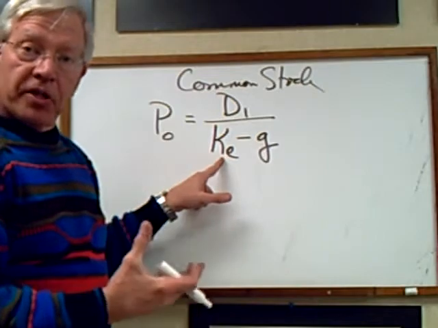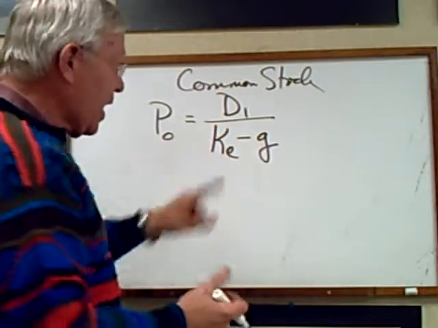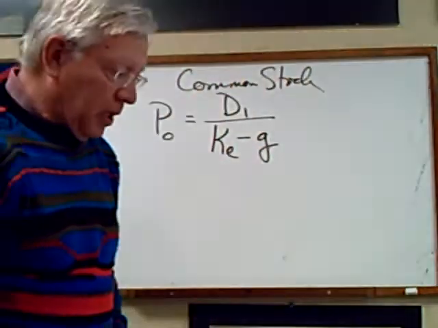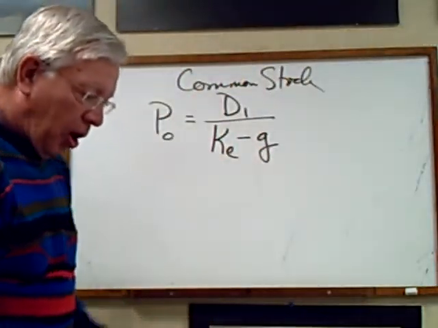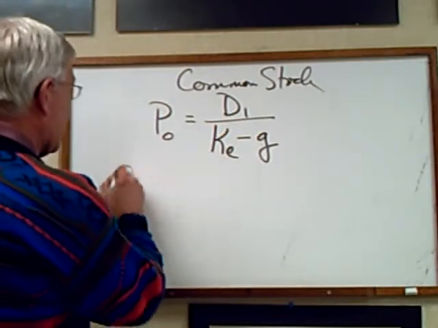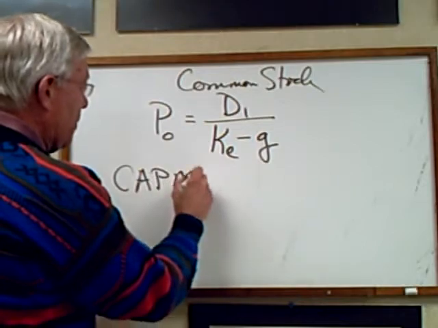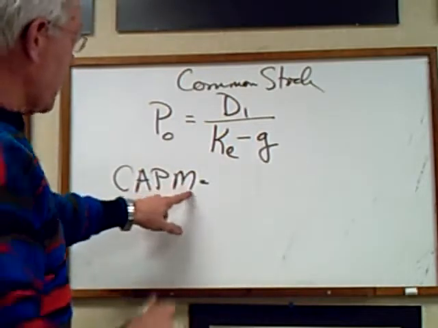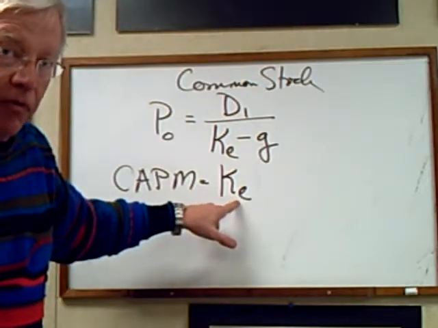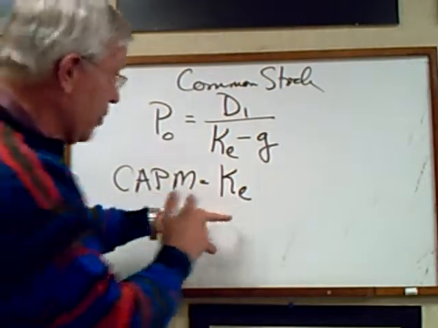It's what the investors expect to receive for that stock. Well, there's a pretty interesting thing that comes into play about that, and I think you run across that in chapter 11, and it's called the Capital Asset Pricing Model, or CAPM. The Capital Asset Pricing Model gives us a required yield that an investor wants to have for the stock.